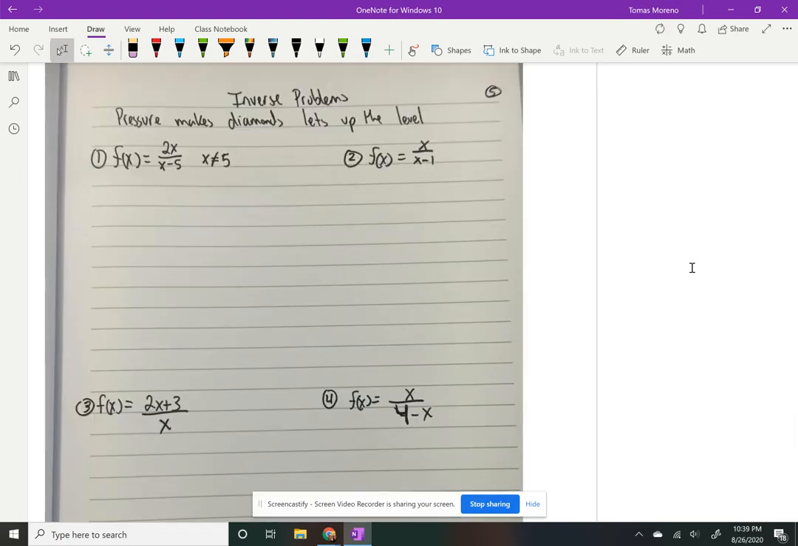Okay, so I just realized something. When I was writing up these notes, I put my exclusion right here. So right here, I cannot have the denominator ever equal to 0. So when I'm doing this type of inverse problem, or actually any type of function, I have to note that x cannot equal 5. So in this case, x cannot equal 1. Here, x cannot equal 0. Here, x cannot equal 4. Okay, so make sure you fill those in.